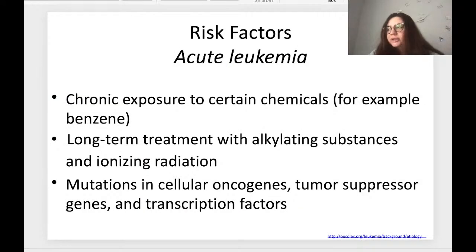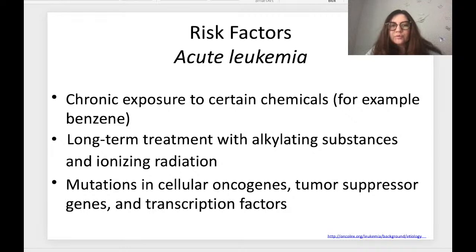And as I told, it can be two types, two big groups of leukemias, and it is acute and chronic. And two another big groups, it is lymphogenous and myelogenous. Acute leukemia in general, what is it?